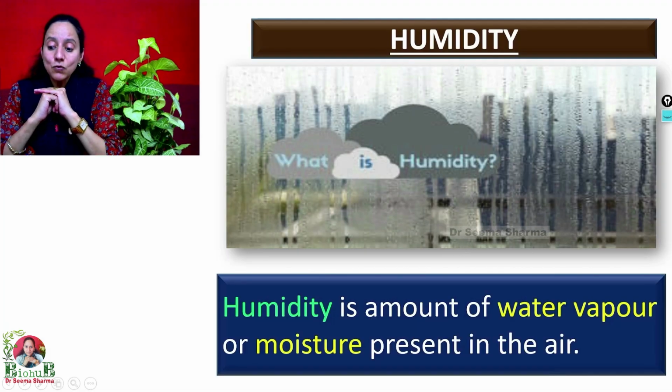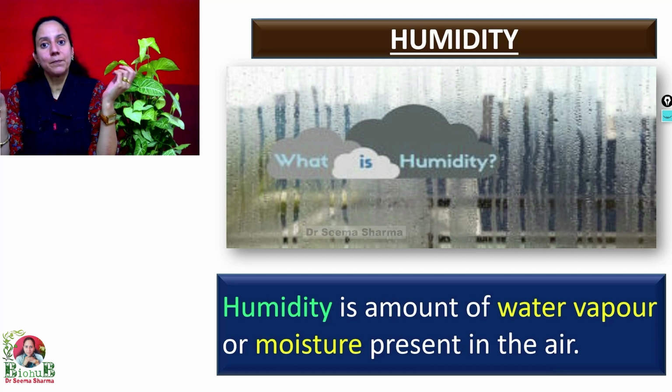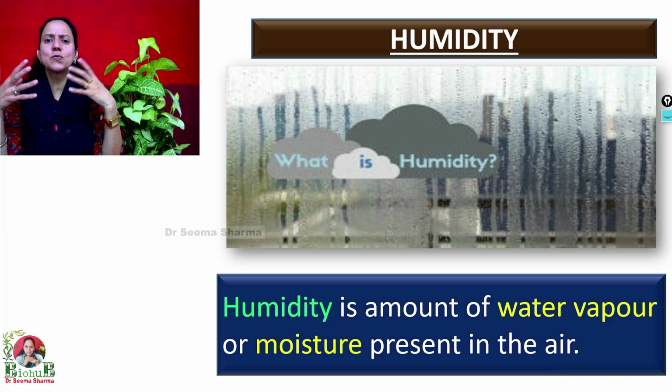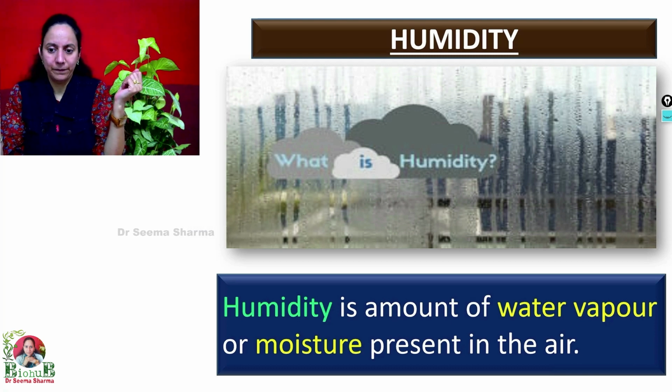Humidity is the amount of water vapors or moisture present in the air. Like in monsoon time, the amount of water vapors is very high in the atmosphere. So we say it's very hot and humid weather.